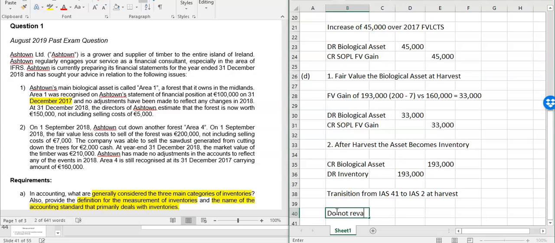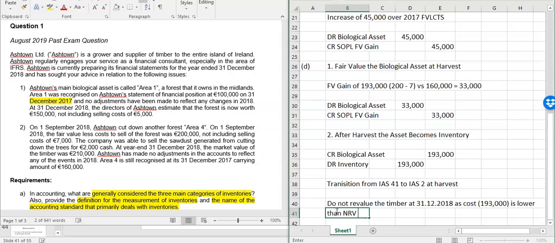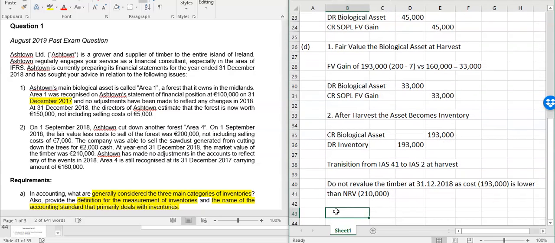Do not revalue the timber at 31st of the 12th, 2018 as cost, which in this case is the 193, is lower than NRV, which is the 210. So remember, we're now using IAS 2. Once the harvest is over, it's IAS 2 rules that are relevant. And we know we measure inventory at the lower of cost and NRV. So that means the implied cost here is what we transferred it at. So you're leaving it at 193. But you have to articulate that because otherwise we don't know whether you've left it out or not.